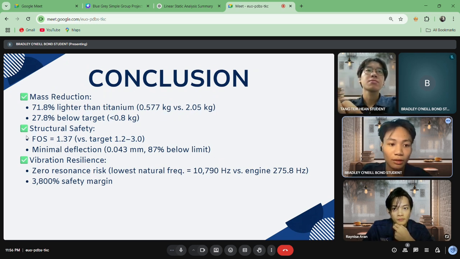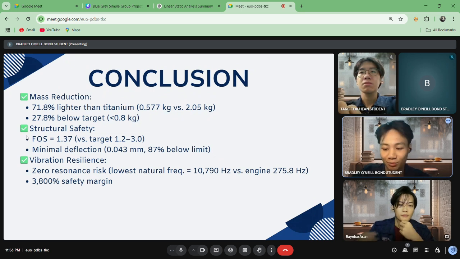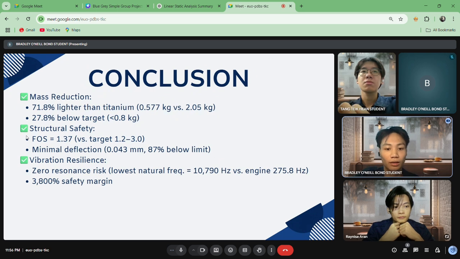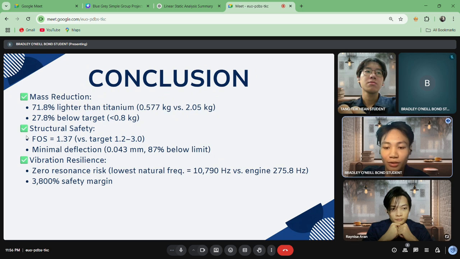For the structural safety, our FOS was 1.37, where the target was 1.2 to 3.0. The minimal deflection was 0.043 millimeter, which is 87% below the limit. For the vibration resilience, there was no resonance, where the lowest frequency of our bracket was 10,790 Hz versus the engine vibration of 275.8 Hz. It was a 3,800% safety margin.